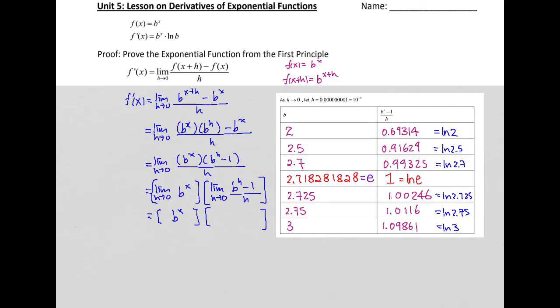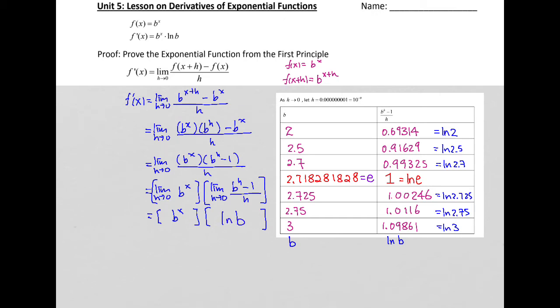This means given any base b, the b to the power h minus 1 over h can be simplified with ln b as h is approaching 0. So that's filling our equation now. We say the limit as h approaches 0 of b to the power h minus 1 divided by h will become ln b.